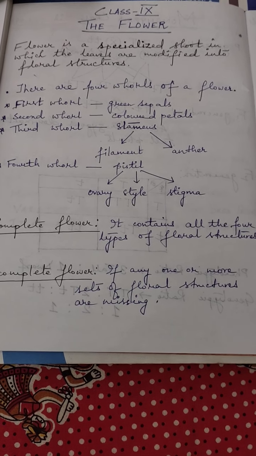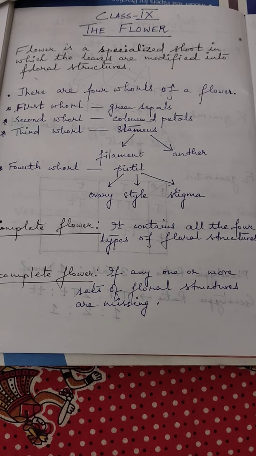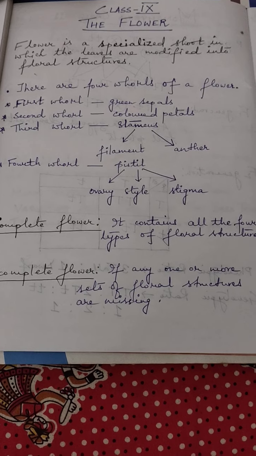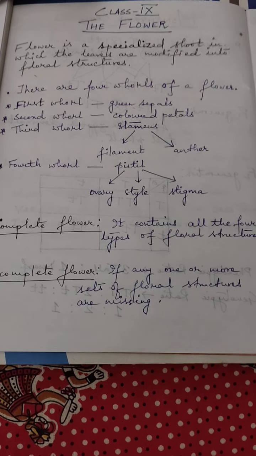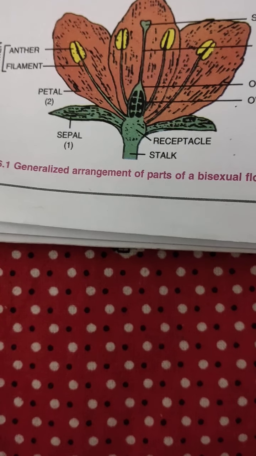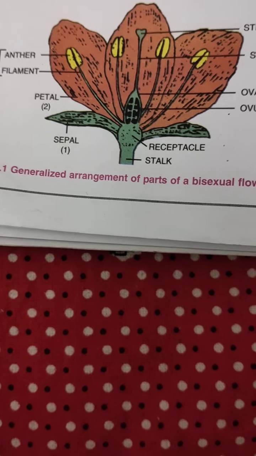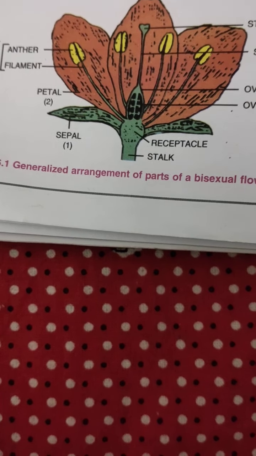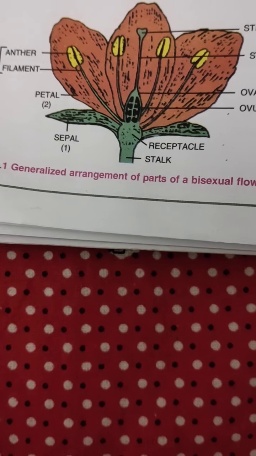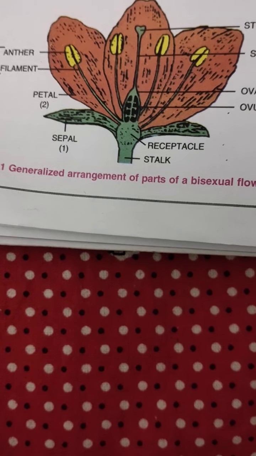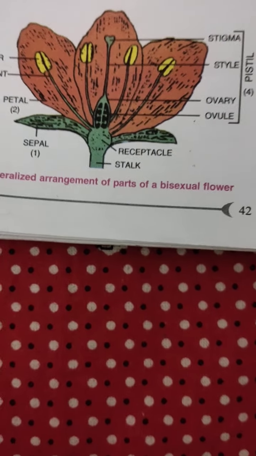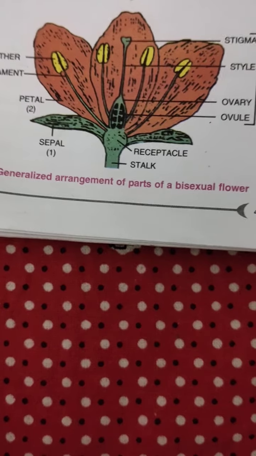Now, we'll see a typical structure of a typical flower and we'll understand all the whorls properly. See, this is the diagram of a typical bisexual flower where we can see the green portion, which is the first whorl or sepals. There we can see a swollen part which we call receptacle, and just at the base of the receptacle you can see the stalk part.